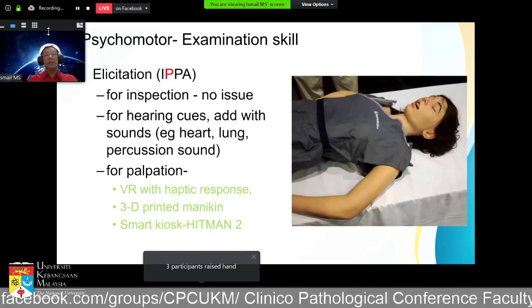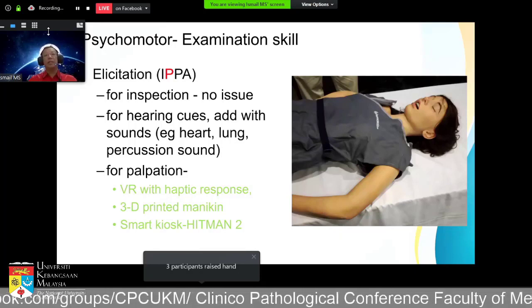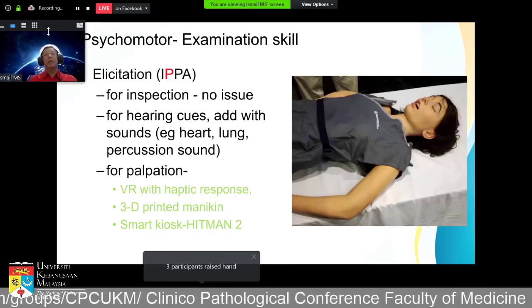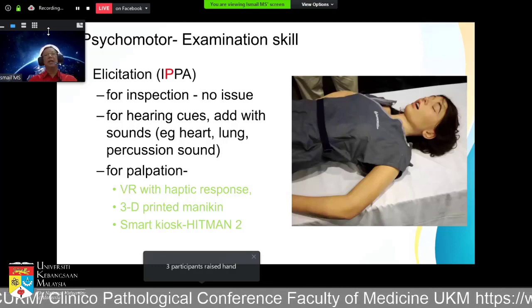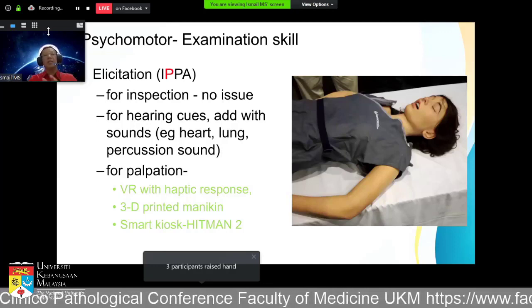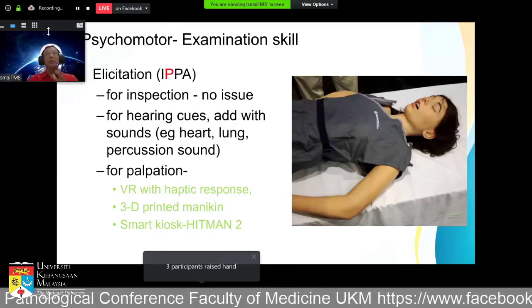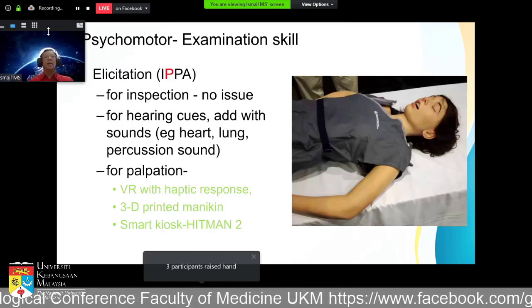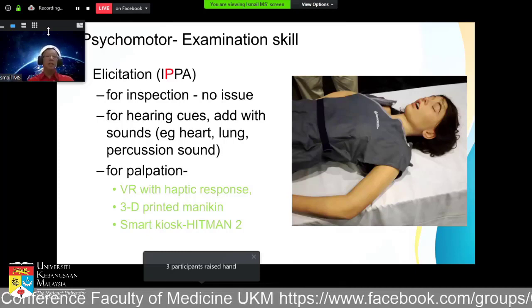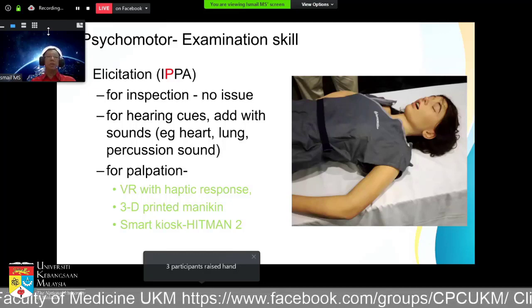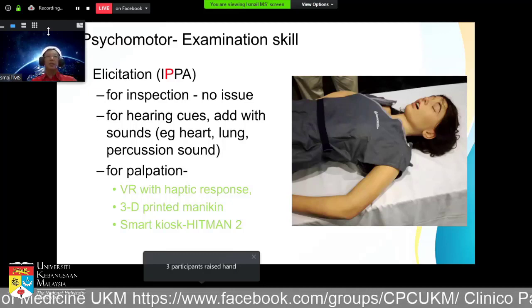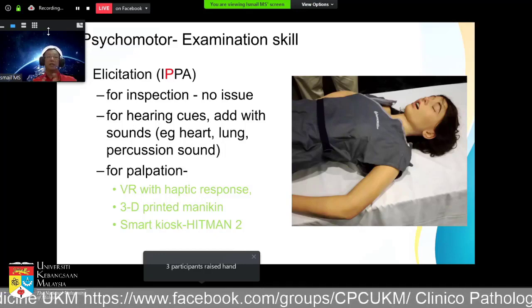For the hearing, for the auscultation and the percussion, we can give them hearing cues, which add to the sounds. We can get the heart sound, the lung sound, the percussion sounds that you can easily download from YouTube, from the internet. But for palpation, this is actually the challenge. How do we give students something to palpate? Because on the computer, you can only palpate the hard casing of the computer.